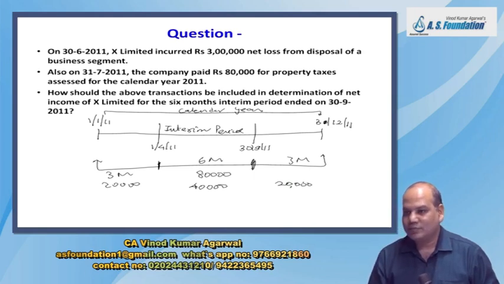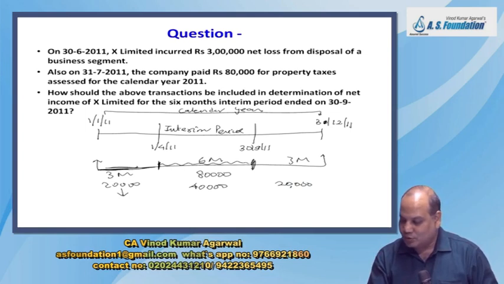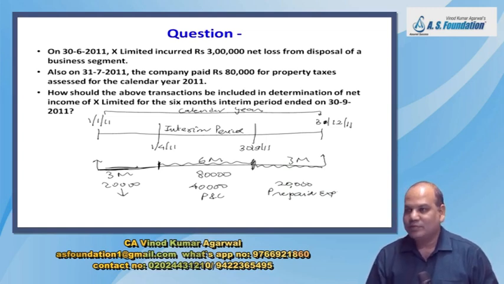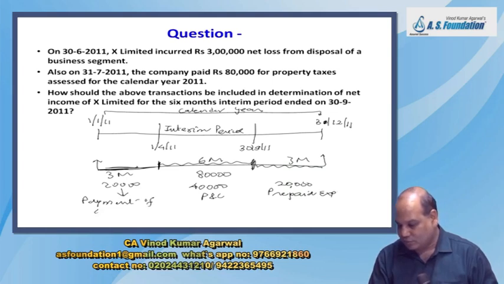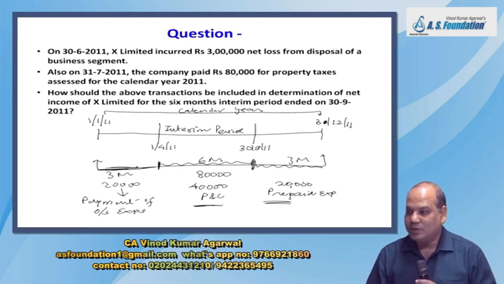and 20,000. So for accounting purpose, this 20,000 payment is payment of outstanding expense because it must be appearing in our books as outstanding expense as it was due. This will only be charged to P&L account and this will be treated as prepaid expense. Okay, this is the payment of outstanding expense. This is going to be charged to P&L account and this is prepaid expense.